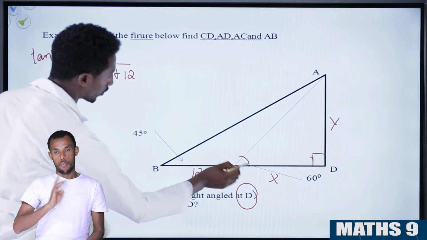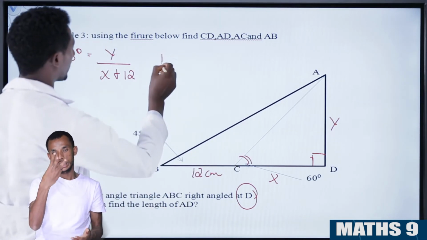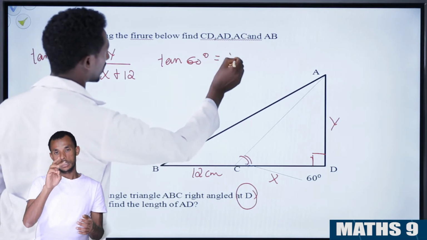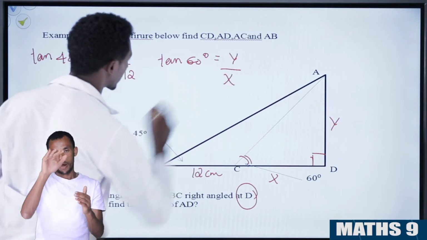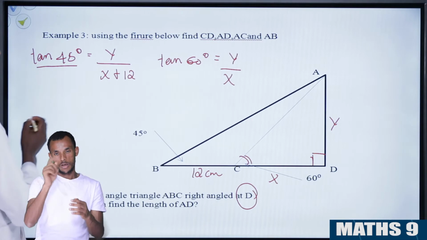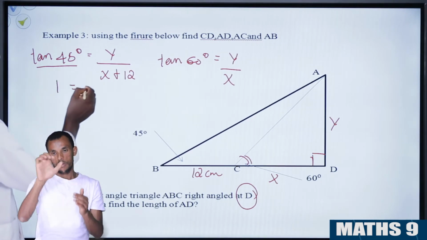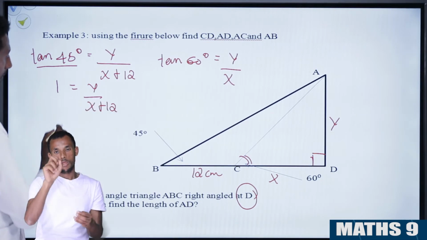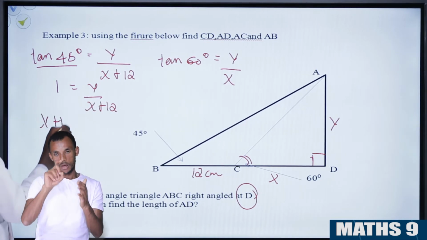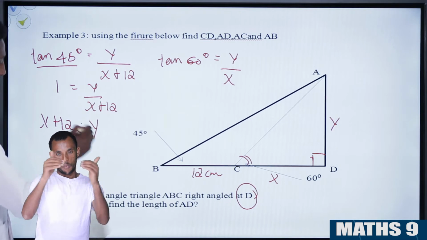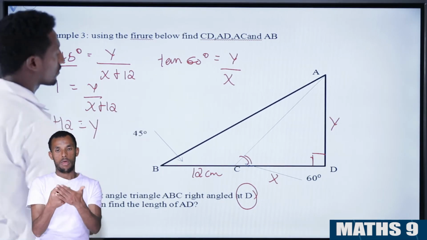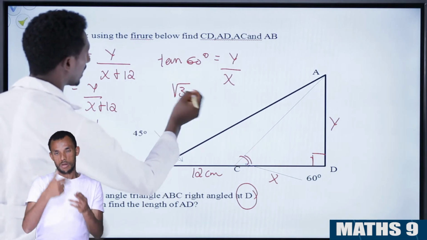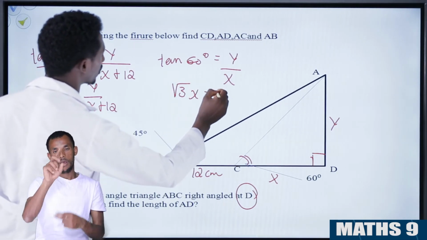And we have here, which is 60 degree. Similarly, tan of 60 degree equals y over x. But the value of tan of 45 degree is 1. So 1 equals y over x plus 12. That is, x plus 12 equals y. And here, tan of 60 degree is the square root of 3. The square root of 3 times x equals y.